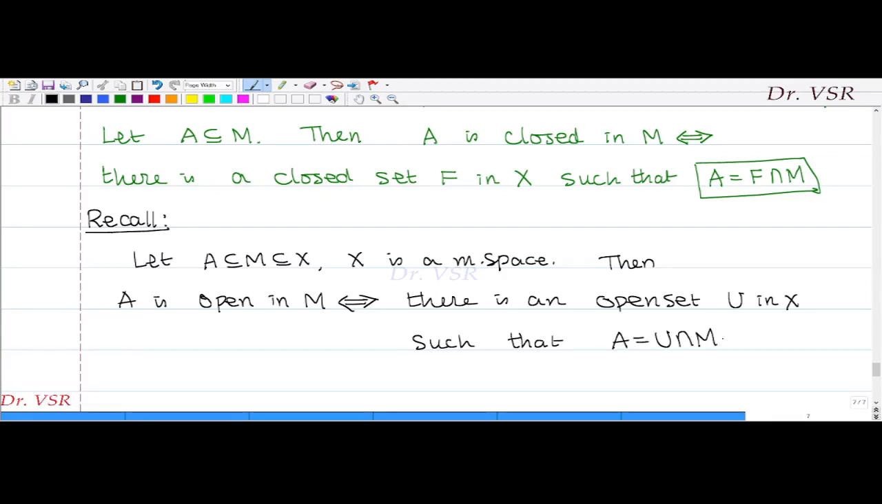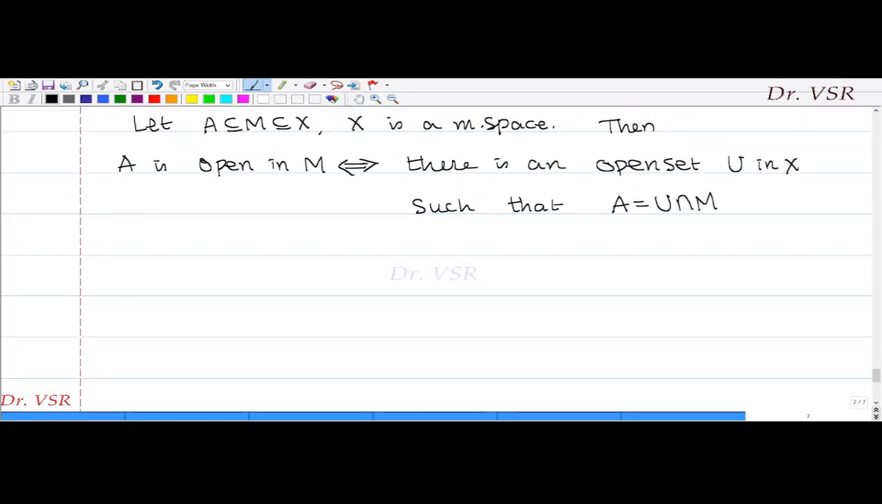இது நான் படம்லாம் வரைஞ்சி காட்டியிருக்கேன். எப்படி வரைஞ்சிருப்பேன் அப்படின்னா this is the fellow, இது X, இது வந்து யாரு, M. Okay, so this is my M and suppose A is open அப்படின்னா A வந்து இப்படி இருப்பான். Okay, this is my A. Okay, dot. இது வந்து open in M.